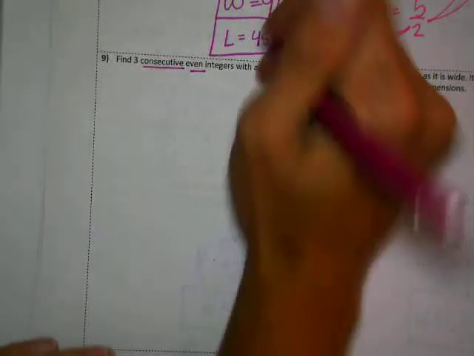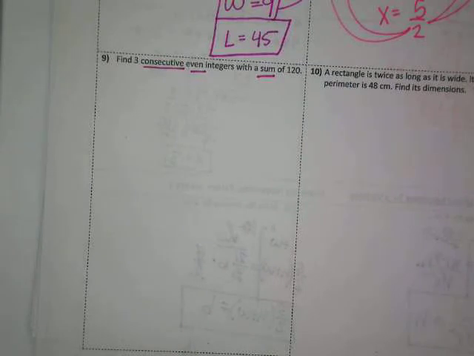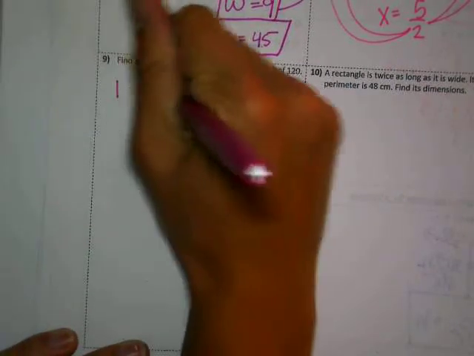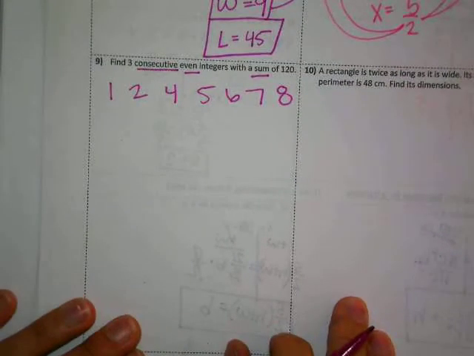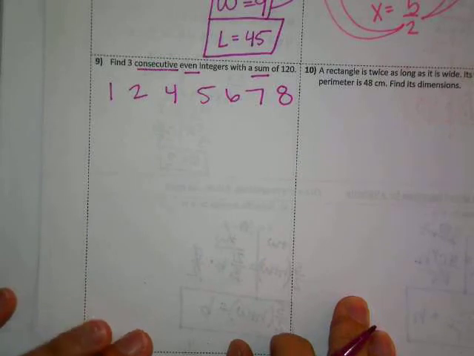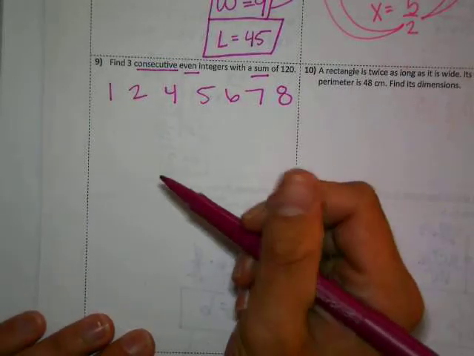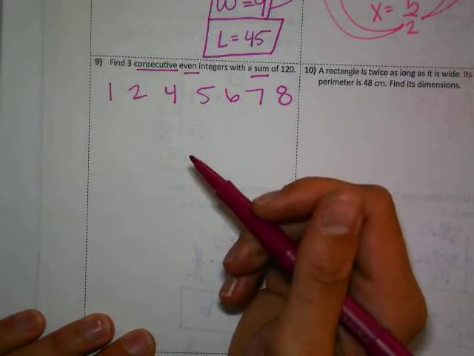Number 9 says find 3 consecutive even integers with the sum of 120. All right. What does consecutive mean? In a row. Yeah, in a row, right after another, like 1, 2, 3. Even numbers: 2, 4, 6, 8, right? And what does sum mean? You add them. Add. What'd you get? 38, 40, 42. That's right. Okay, well, now the mathy way to do it without just guessing random numbers.